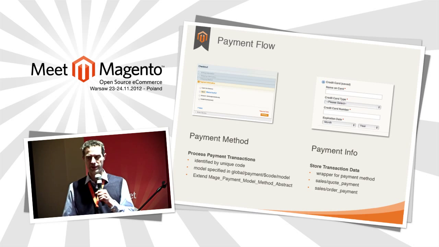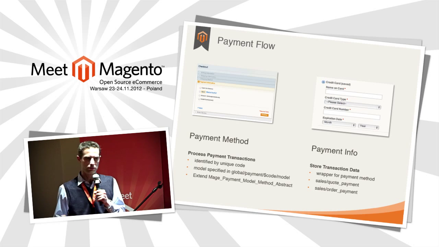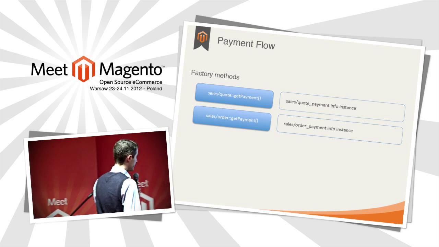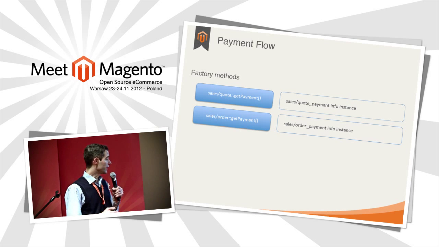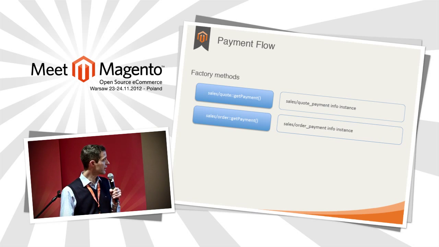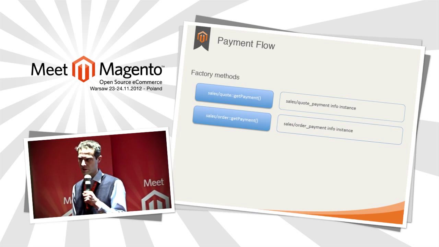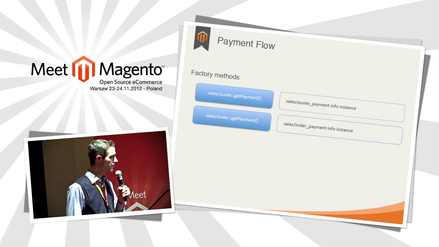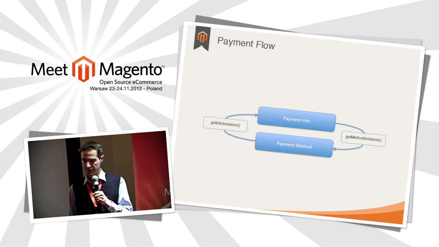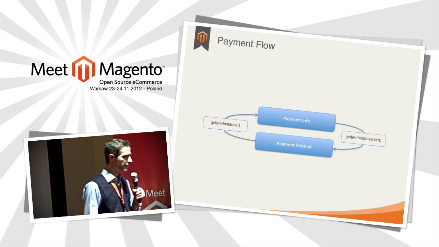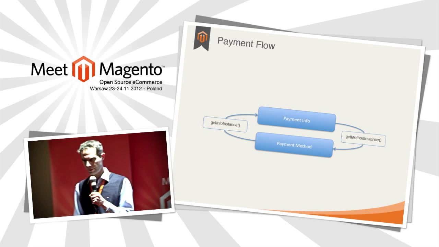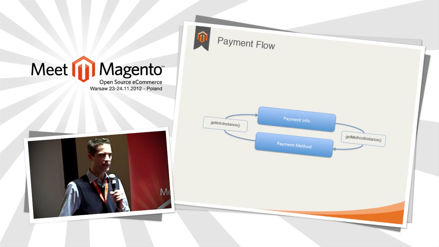So here we go. Sales quote payment and sales order payment are the two payment info instance classes you usually work with. If you are in a quote and you call get payment, you get the quote payment info instance. If you have an order and you call get payment, you get the order payment instance. So it's quite easy to get at the info instance. And when you have the info instance and you call get method instance, you get your payment method instance. Or on the other hand, if you have the payment method, like you're implementing it, you can always call get info instance to get the info instance. So that's how you reach all the different information you might need.